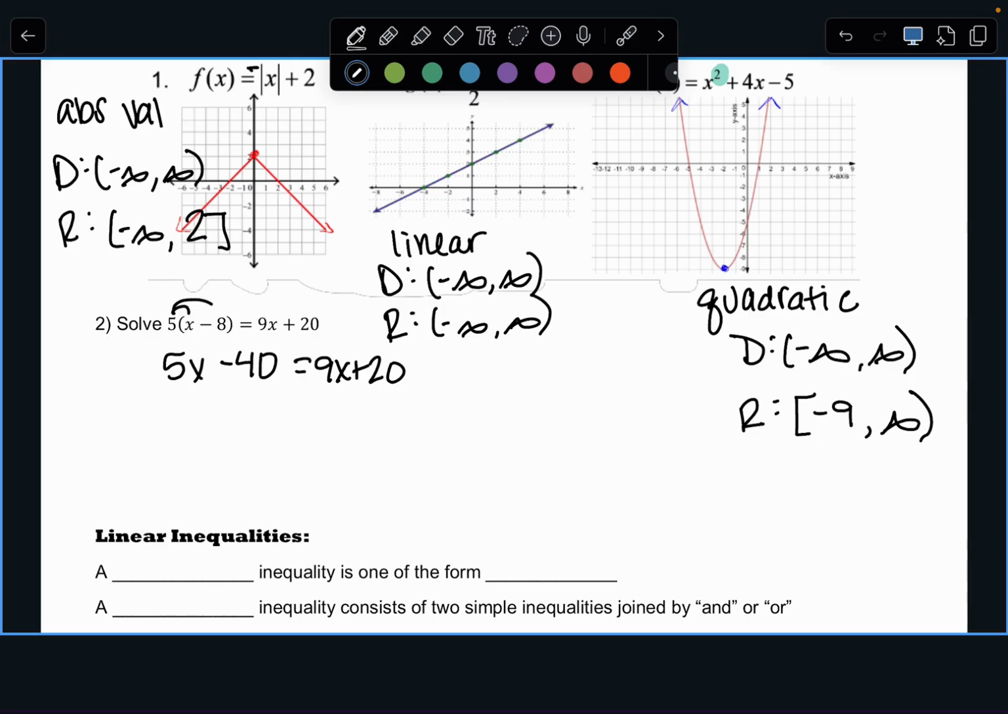Now what? Plus 40. Sure, we can add 40. If I add 40, what do I want to do with the 9x? Subtract 9x. 5x minus 9x is negative 4x. 20 plus 40 is 60. Last step. Divide by negative 4, we get x is equal to? Negative 15.